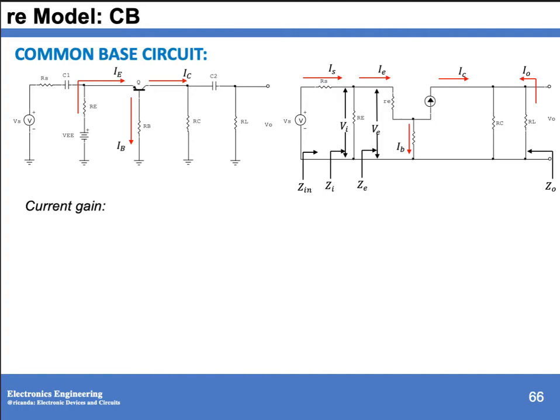Then for the current gain, it is IO over IS. If we get the equation of your IO, that is RC over RC plus RL times negative alpha IE. And your IE is equal to RE over RE plus impedance at your emitter times IS. Substituting this to your IO and getting the ratio, then that will be your AIS. Or you can also use the voltage gain, where AIS is equivalent to negative AVS times impedance Zin over RL.